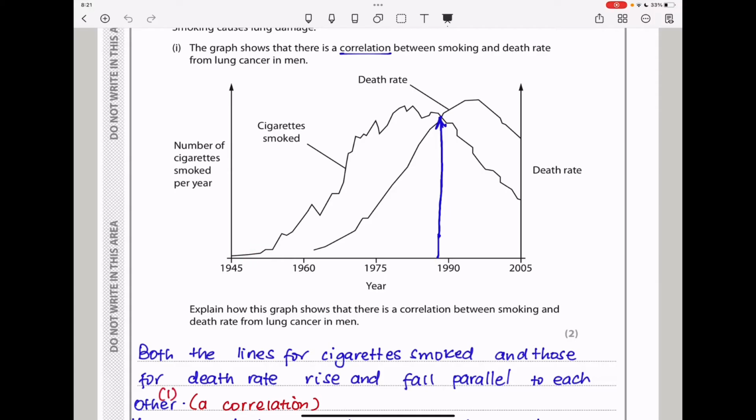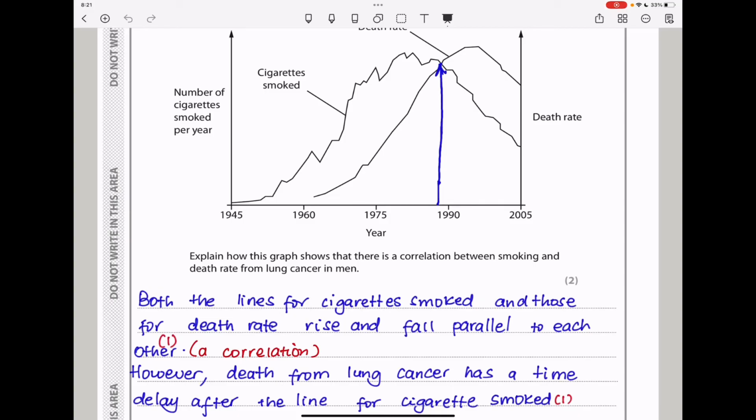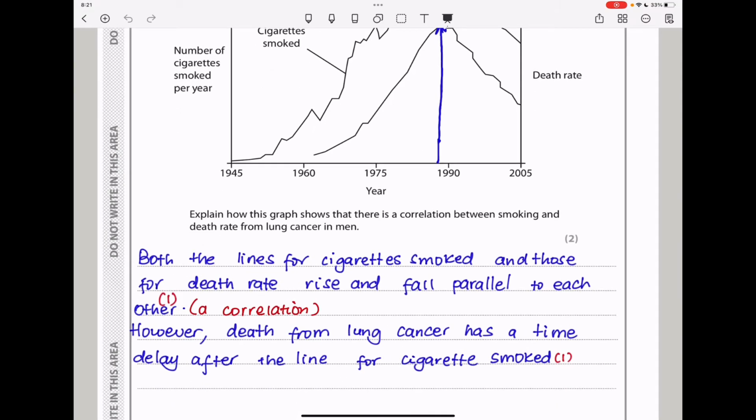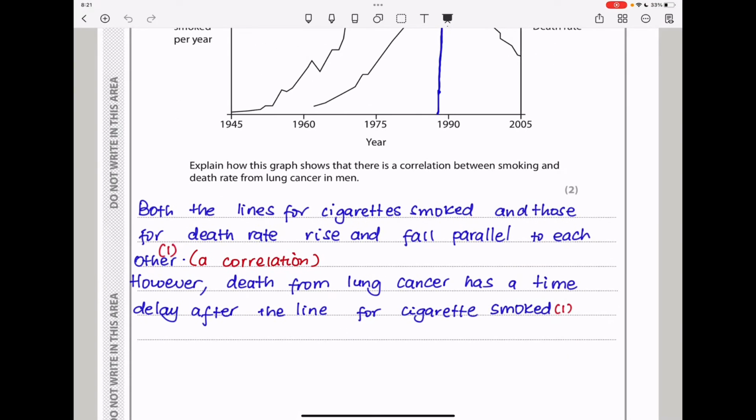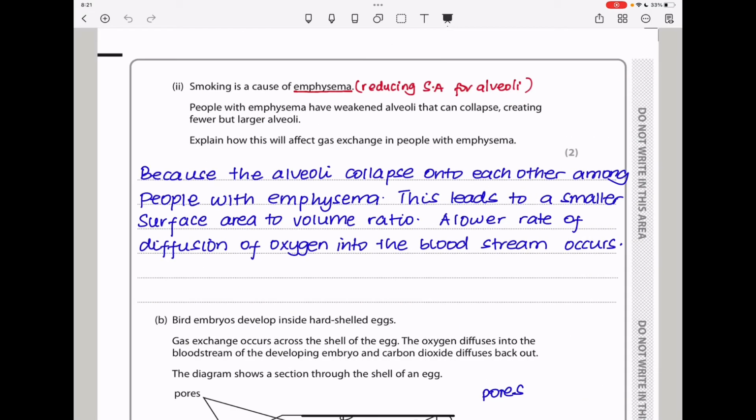It does not immediately begin. There is a time lag. Also, as this one goes down, there is a time lag before that goes down as well. So there is a time lag in between the two. But we can see as one increases, the other increases. As one decreases, the other decreases. But there is a time lag before one reacts to what has happened from the other side. So correlation, not causation.